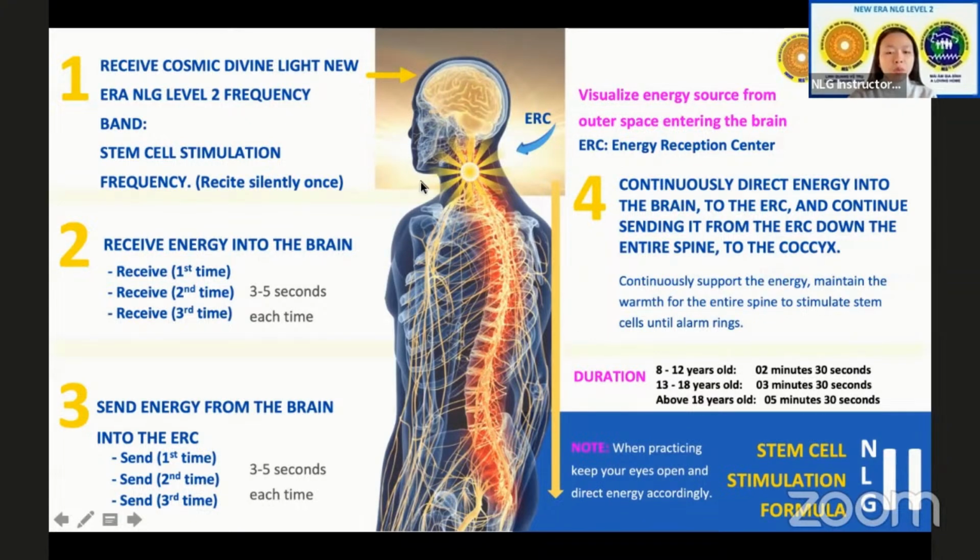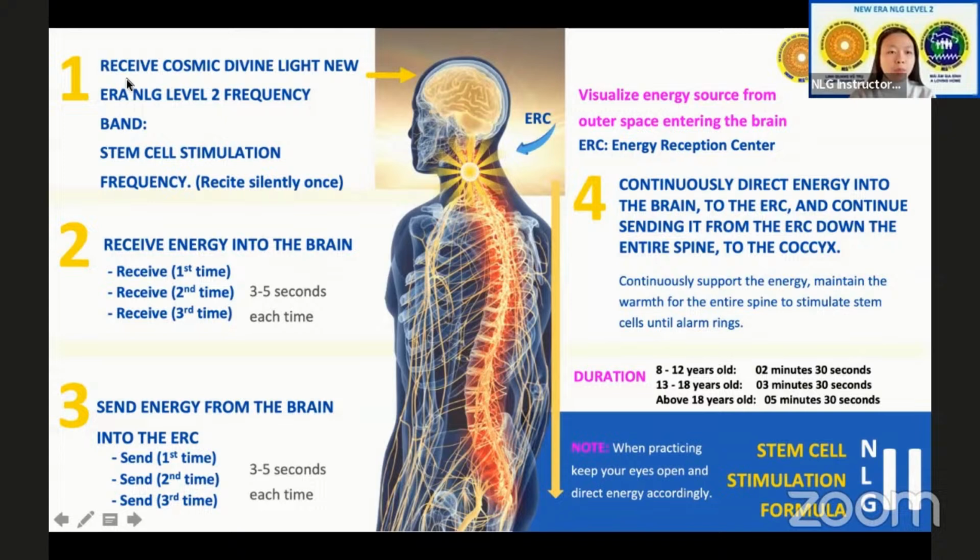And then once you start the timer, you will go from step 1. So you will recite all of the steps in your head. Basically, you read it silently in your head. You don't need to say it out loud. You don't have to mumble. You don't have to whisper it. You just read it in your head. Remember that we're directing energy according to our thoughts. We're using our brain to direct it.